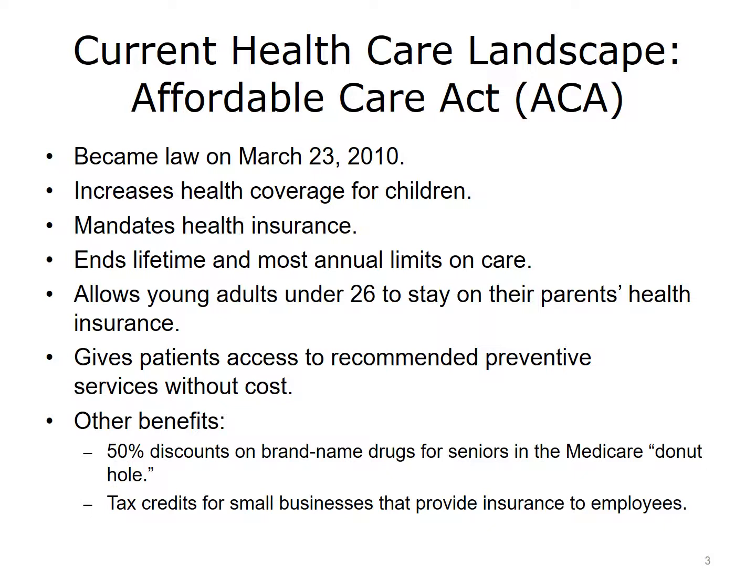Some of these changes include increased health coverage for children, a health insurance mandate, an end to refusal of coverage for pre-existing illness, an end to lifetime and most annual limits on care, allowing young adults under 26 to stay on their parents' health insurance, and giving patients access to recommended preventative services without cost. The Act includes other benefits such as 50% discounts on brand-name drugs for seniors in the Medicare donut hole, and tax credits for small businesses that provide insurance to employees.